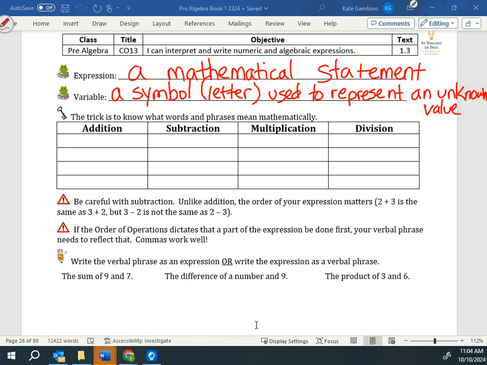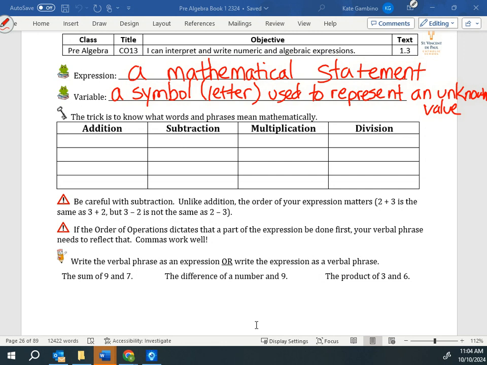So a lot of times we've always had math as numbers. Now it's numbers and letters. So the trick is to know what words and phrases mean mathematically. So if we're given words, we know what operation to put into our expression. So this is going to be an important table that we're going to want to put on what? Claire, your help sheet. Okay, we can't put examples, but we can put stuff like tables that we fill in. So we know exactly what these words are telling us to do.